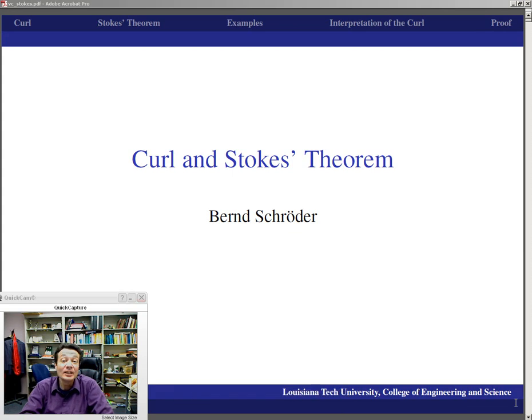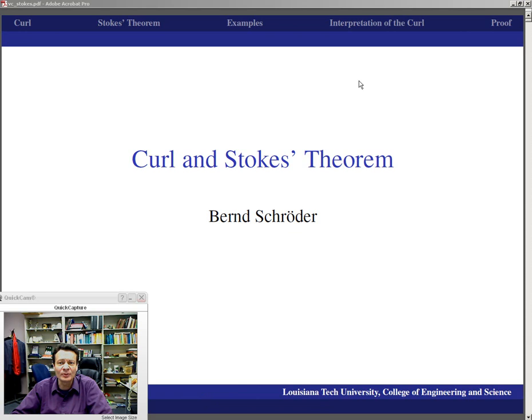Stokes theorem, together with the divergence theorem, forms the capstone of any good calculus course that I'm aware of. Well, this presentation is going to talk about Stokes theorem as well as the curl operator, which occurs in Stokes theorem. We will first talk about how people could have come up with the idea that there must be a theorem such as Stokes theorem. We'll then introduce the curl operator.